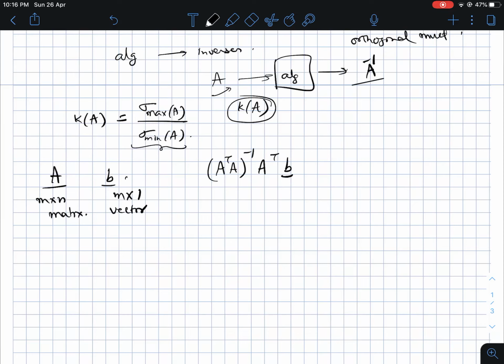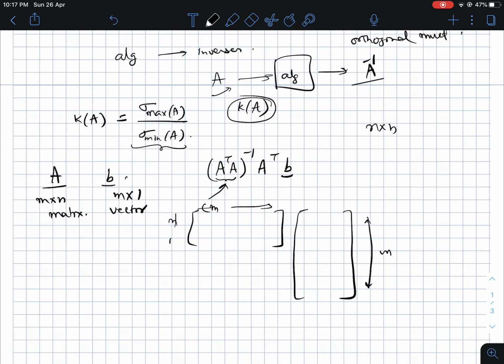So let us try to see how many computations are required to compute A transpose A. Recall that A transpose A is an N cross N matrix. The number of computations required to find A transpose A is going to be M N squared, because you remember A transpose is going to be a matrix that is very fat, considering that A is very skinny, right? So here it is going to be N cross M. So this dimension is N, this dimension is M. Here again this dimension is M, and this dimension is N.